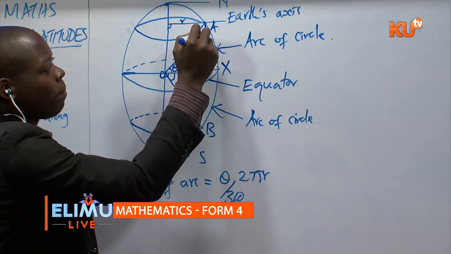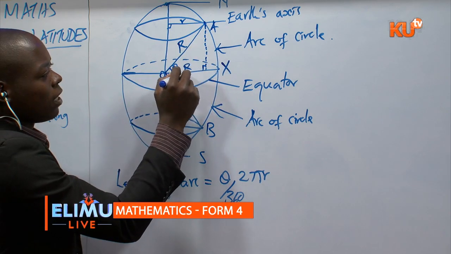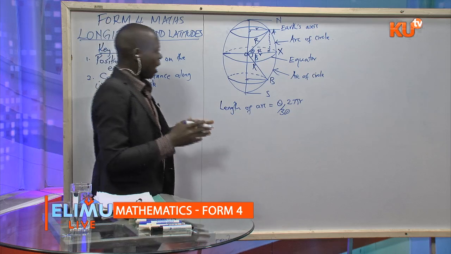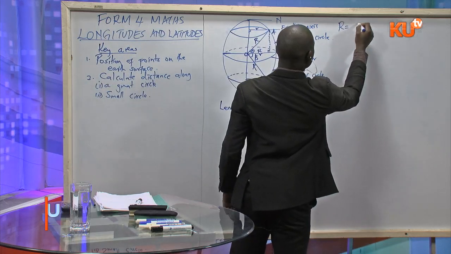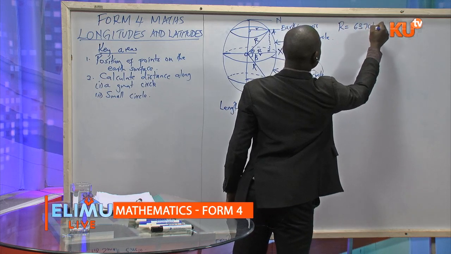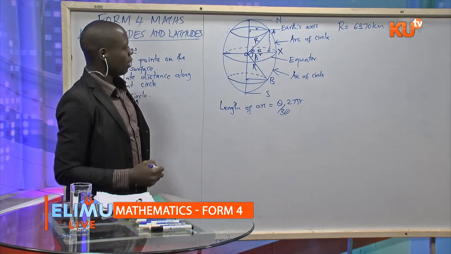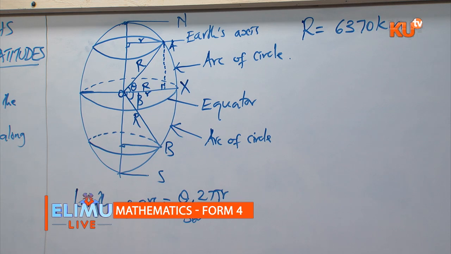So if I drop a perpendicular line from this point to this, so that I have this point now, this becomes the small radius r. Remember, the radius R, capital R, is the radius of the Earth. And we are all aware that the radius of the Earth is equivalent to 6,370 kilometers. That is the length of the radius of the Earth, 6,370 kilometers. So we are going to apply this when we'll be looking at our second part, where we'll be calculating the distance along either the small circle or a great circle.